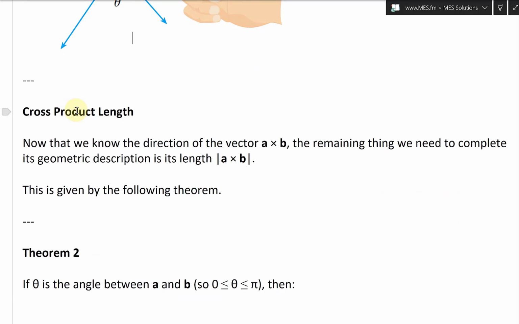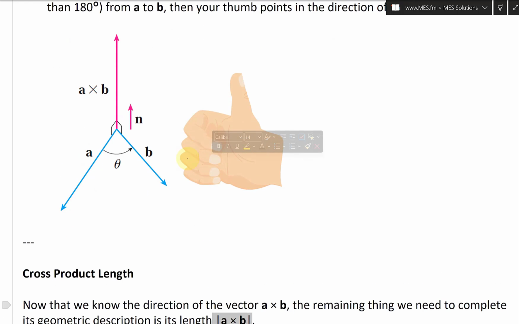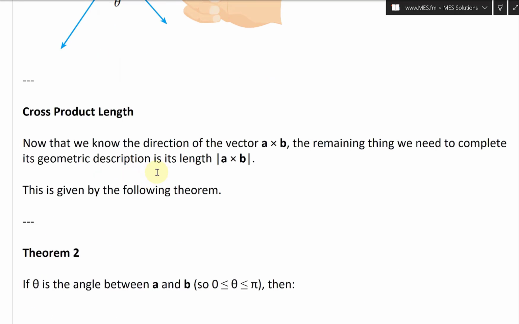So let's continue further. Cross product length. Now that we know the direction of A cross B, the remaining thing we need to complete is its geometric description, which is its length, the absolute value of A cross B. Or in other words, how long is this vector? What's the magnitude of that length? So this is given by the following theorem.